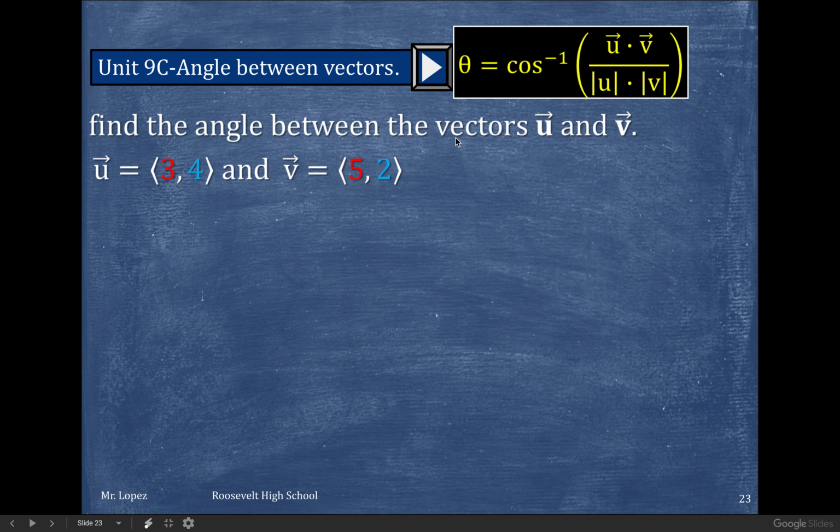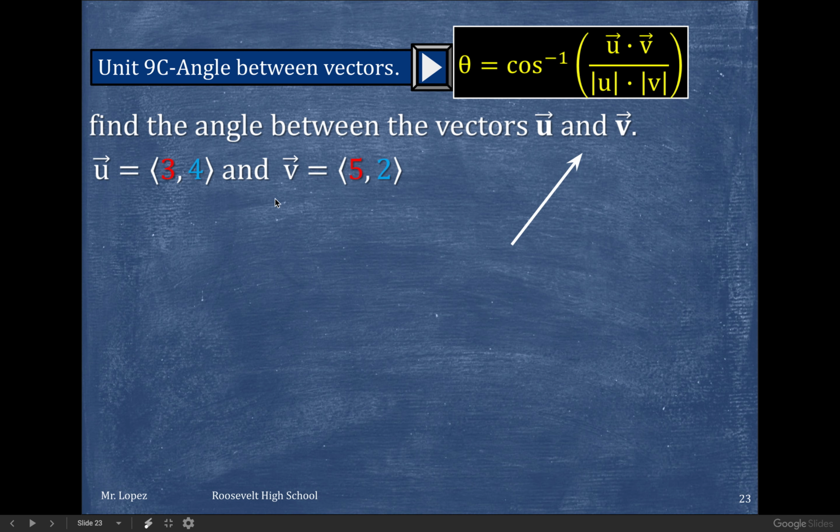Let's go over the question. The question says, find the angle between the vectors u and v. Vector u has components 3 and 4. Vector v has components 5, 2. So you want to know what is the angle between these two vectors.